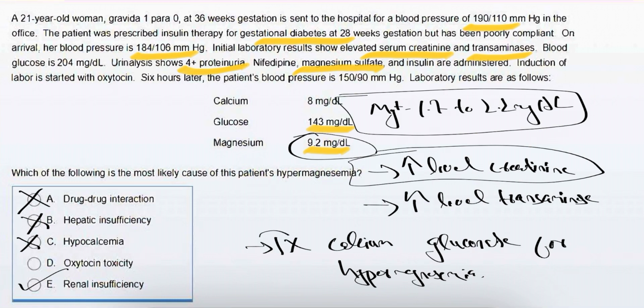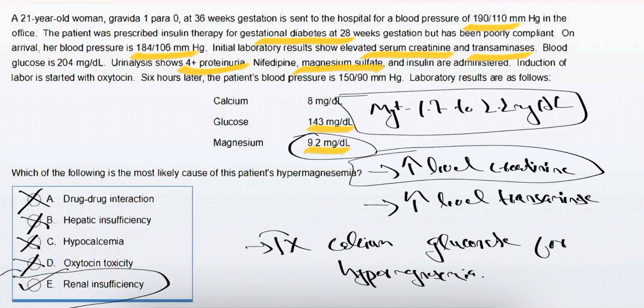Choice C, hypocalcemia. Hypocalcemia is a potential adverse effect rather than a cause of hypermagnesemia, due to temporary suppression of parathyroid hormone secretion. Choice D, oxytocin toxicity. Oxytocin can enhance antidiuretic hormone release and cause the development of the syndrome of inappropriate antidiuretic hormone secretion. Patients with SIADH present with hyponatremia, not hypermagnesemia.